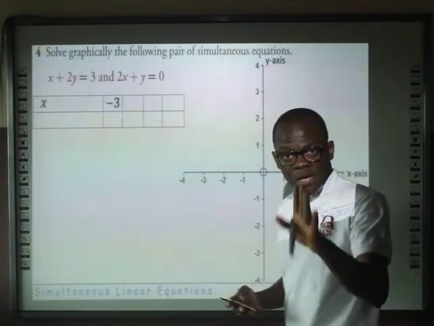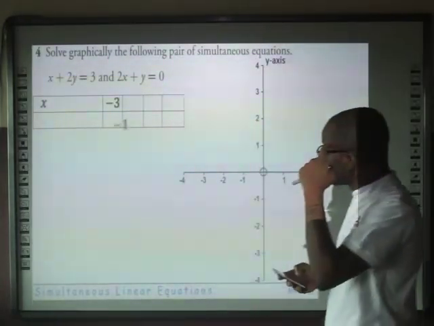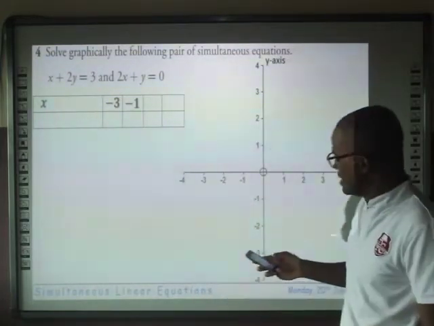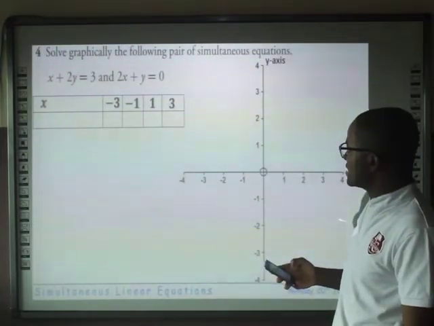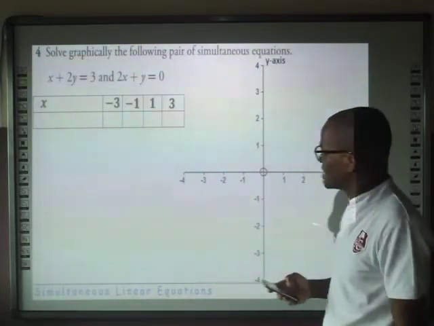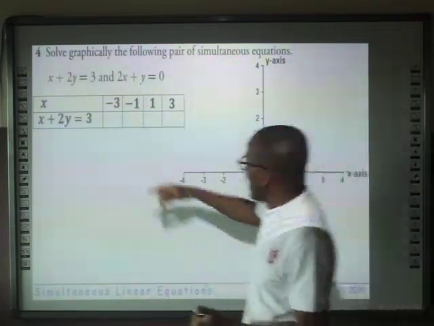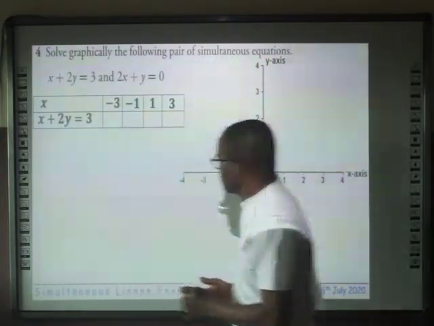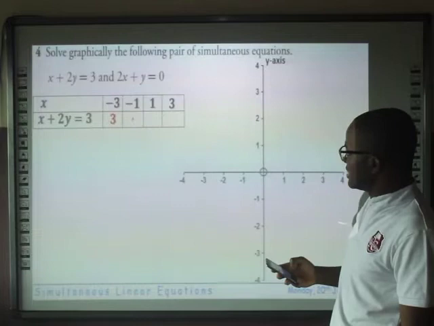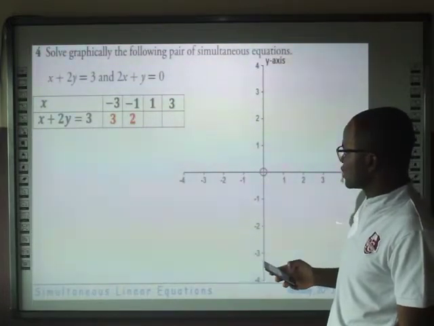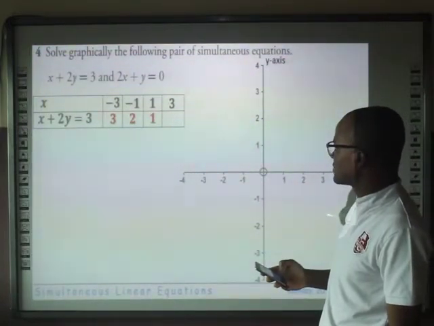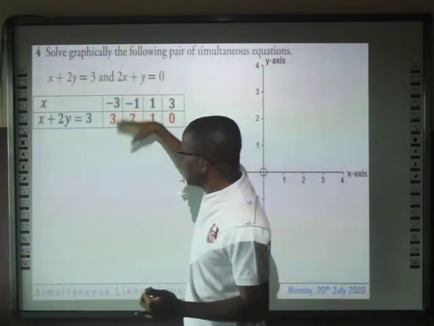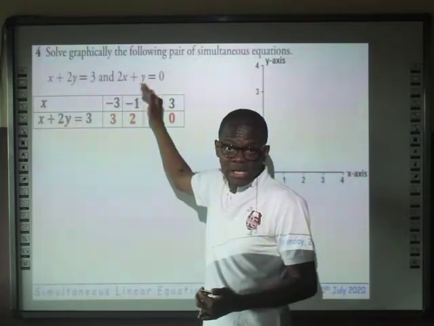Now, you pick convenient points. In this case, for the value of x, I've decided to use -3, -1, 1, and 3, just for convenience. And then we find the corresponding value of y using that equation, x plus 2y is equal to 3. Now when you do that, this will be the corresponding values of y that you will get here. And I want you to check that.